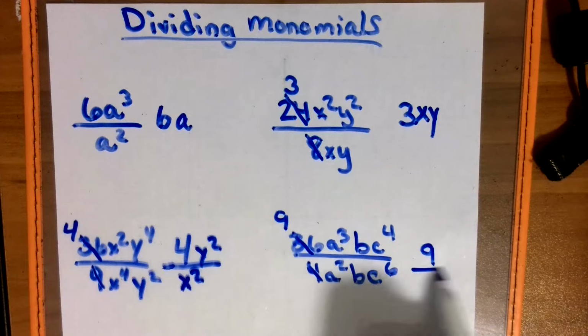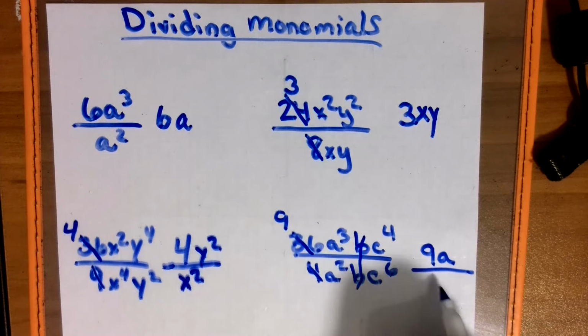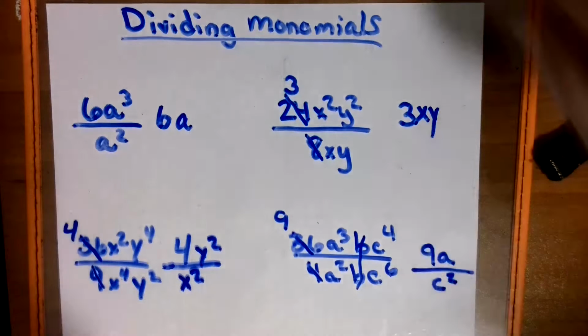And then we ask ourselves, who has more A's, top or bottom? The top has more by 1. Who has more B's? They don't. They're both the same. So 1 take away 1 crosses them out. So they're kind of gone. And C to the 4th and C to the 6th, who has more? The bottom. The bottom has how many more? 2 more. So we leave it like that.